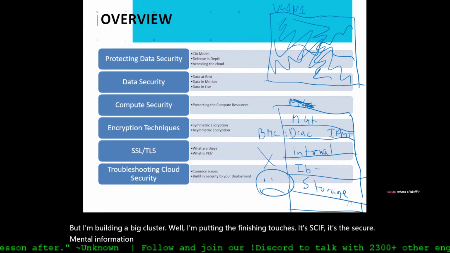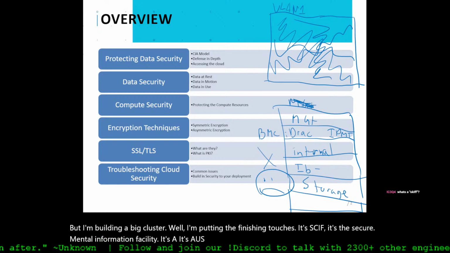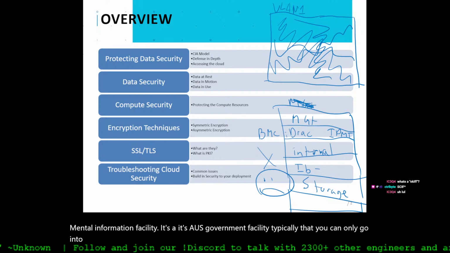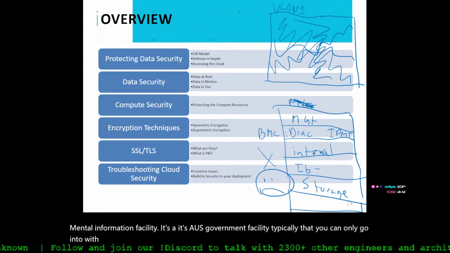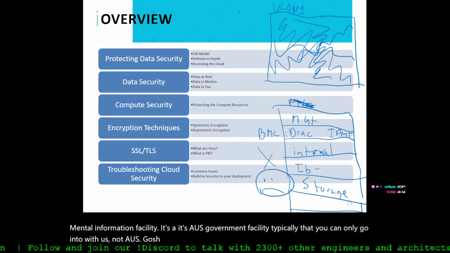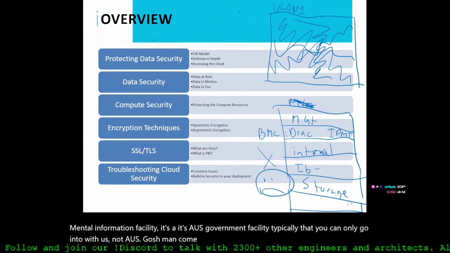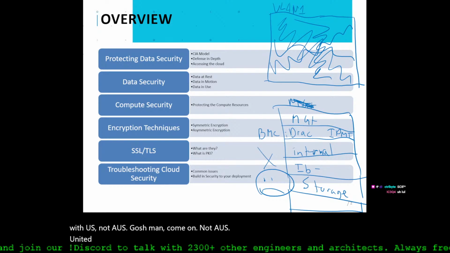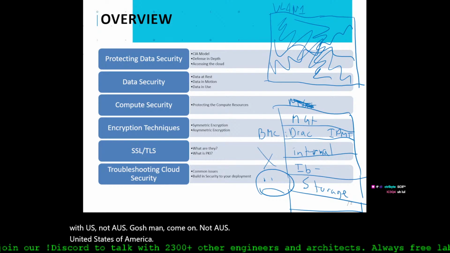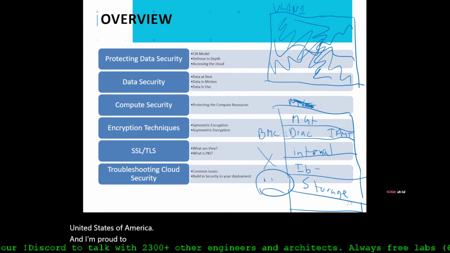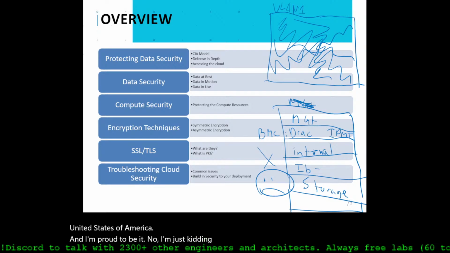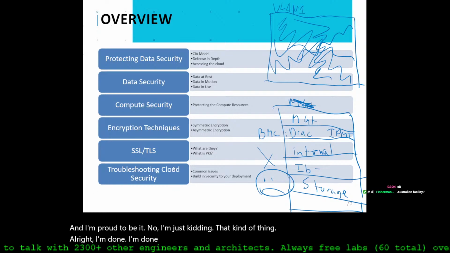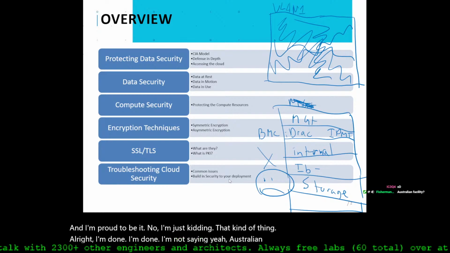It's a U.S. government facility, typically, that you can only go into with U.S. Not AUS. Gosh, man, come on. Not AUS. United States of America, and I'm proud to be... No, I'm just kidding. I'm not going to sing. All right, I'm done. I'm not singing.